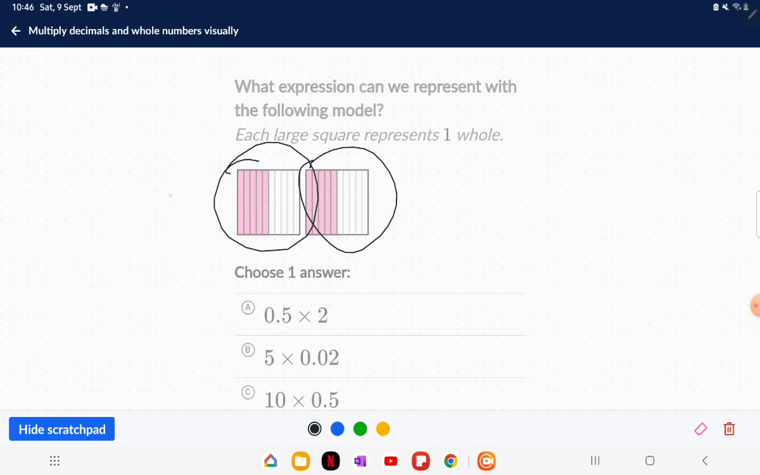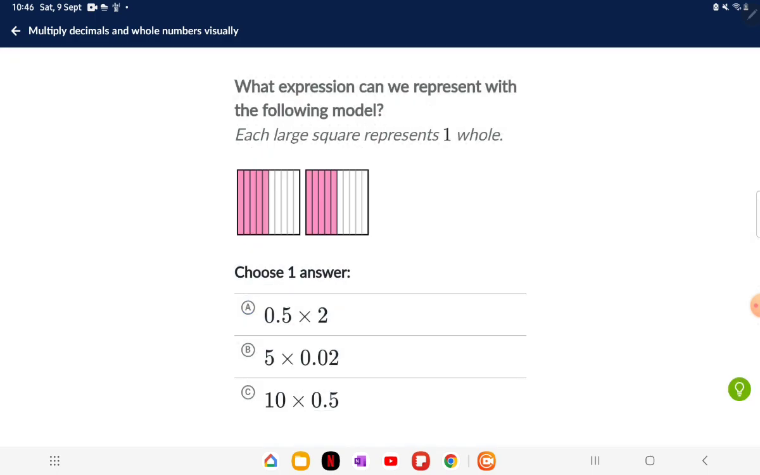In decimal form, how do you show a half? You show it like this. 0.5 is a half. So in fraction, it is 1 over 2. In decimal form, a half shaded square is shown as 0.5. And how many of these 0.5 squares do we have? We have two of them. So do we have an option telling us 0.5 multiply 2? Yes, we do. So let's select this.